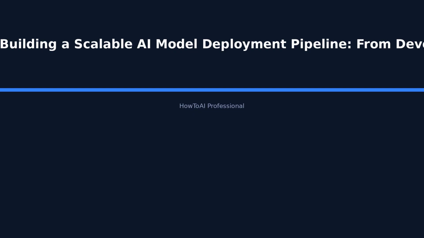Today, we will dive deep into a topic that has become increasingly crucial in the world of artificial intelligence and machine learning: building a scalable AI model deployment pipeline. As organizations increasingly adopt AI solutions to enhance their operations, the ability to efficiently develop, deploy, and manage AI models in production becomes paramount. In this video, we will guide you through the entire process, from the initial stages of development to the final deployment in a production environment.